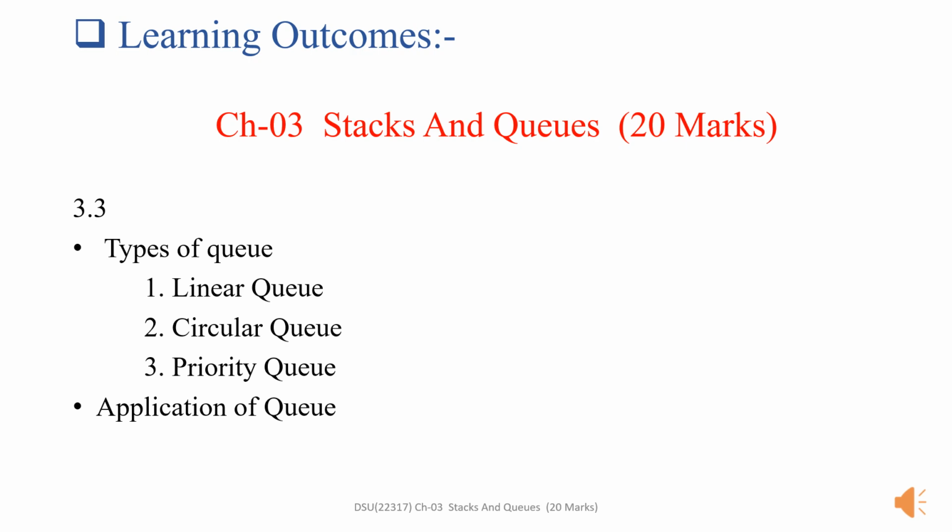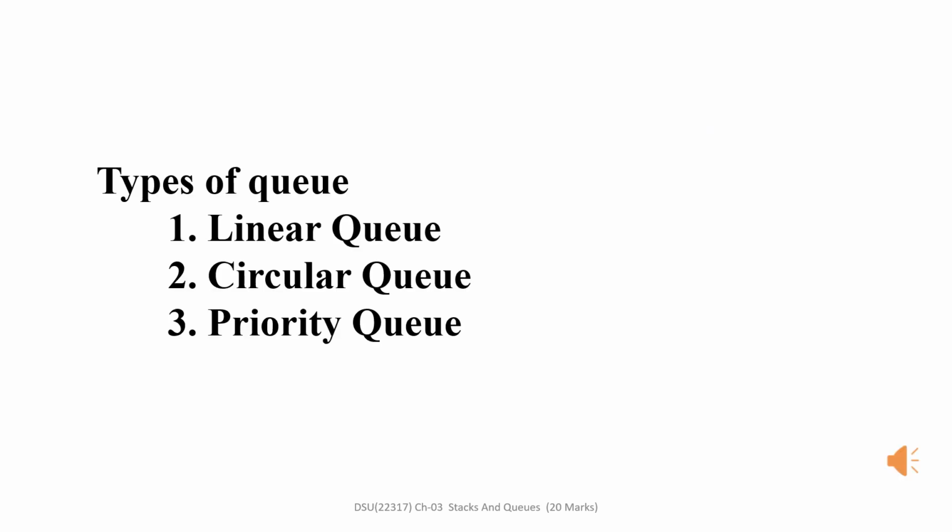Today's video's learning outcomes are from chapter number 3, stack and queues. In this chapter we are going to learn about queues. There are types of queues: linear queue, circular queue and priority queue, and the application of queue. So there are three types of queue. First is linear queue, second is circular queue, and third is priority queue. We will see them one by one.